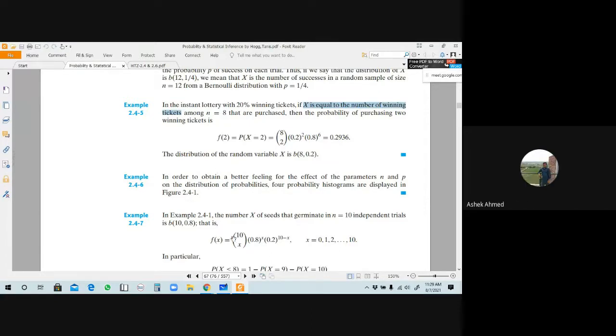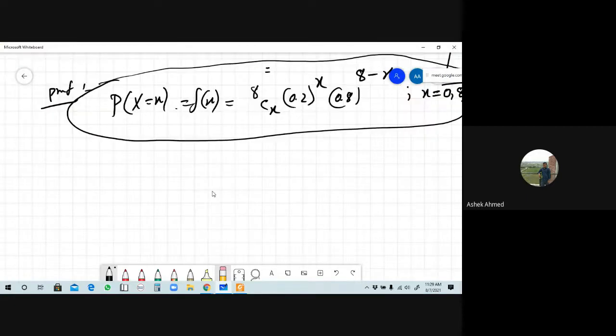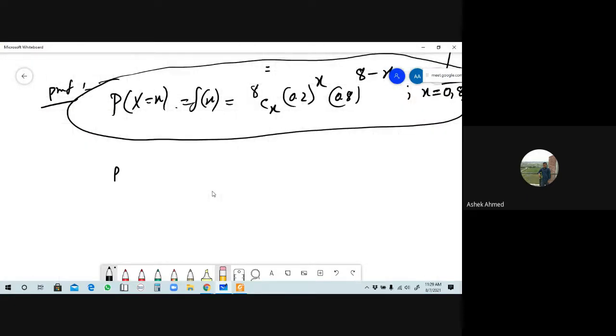0, thank you. Okay, so from here we can find out the probability of no winning tickets. That will be the probability of x equals 0. If you put the value of x as 0, then you will get your desired result. Understand? Respond to me. Yes, sir.